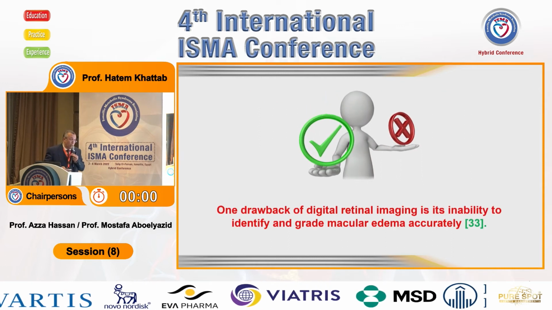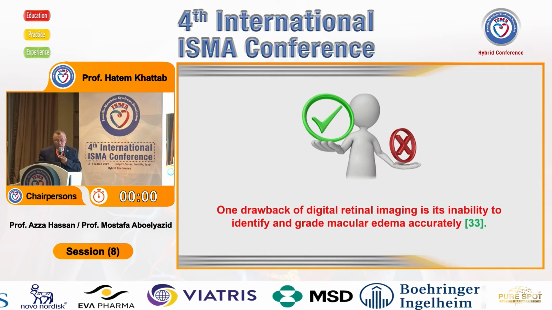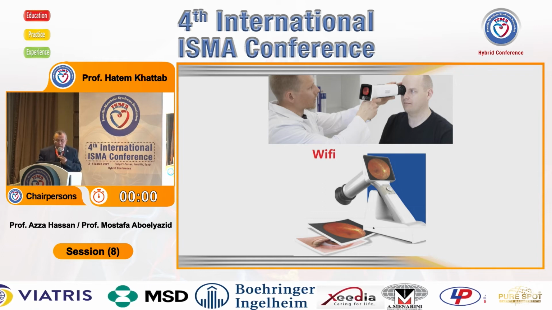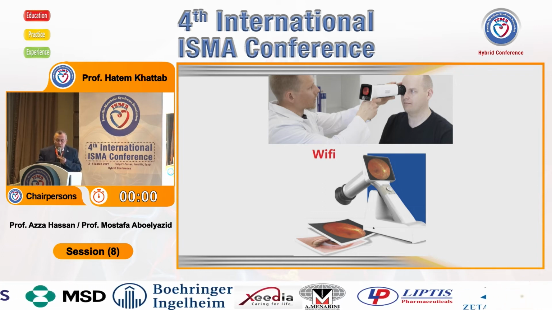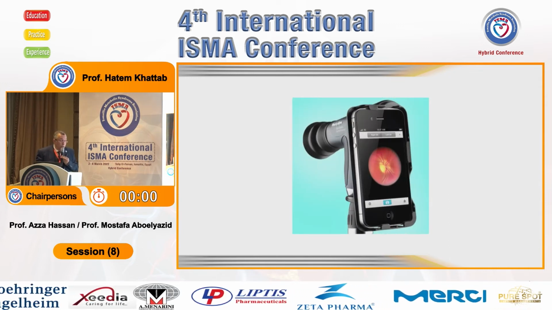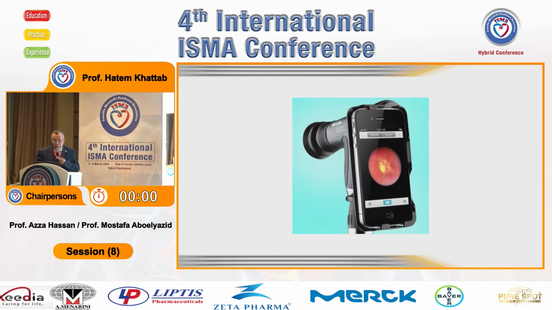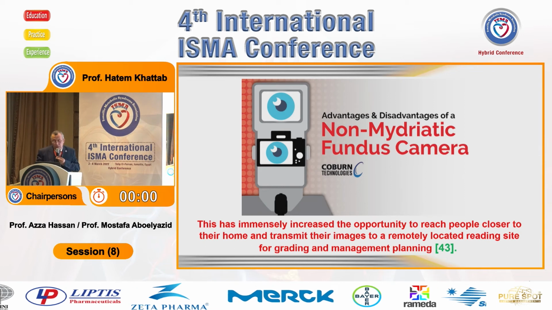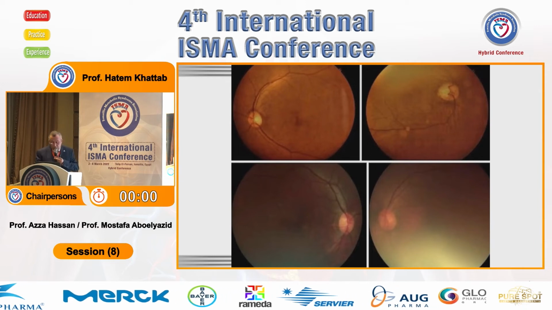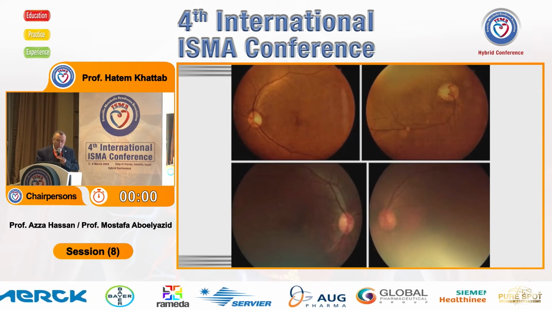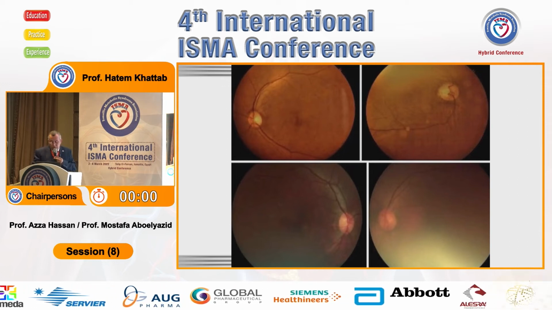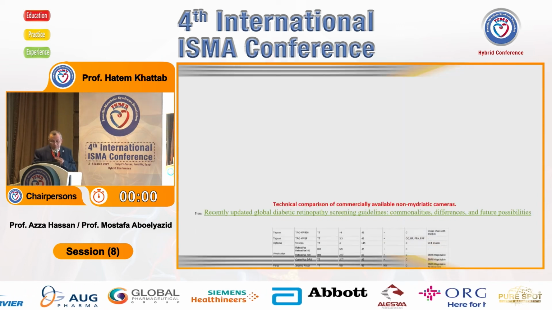The drawback of digital retinal imaging is its inability to identify and grade macular edema accurately. This is a handheld portable fundus camera with Wi-Fi, to send images to ophthalmologists in areas with no sufficient number of ophthalmologists. There's also nowadays mobile-based ophthalmic photography. This is the appearance of a fundus photograph through a non-mydriatic fundus camera. Sometimes it has some artifacts, especially in people with narrow pupil and media opacity, which is quite common in diabetic patients.